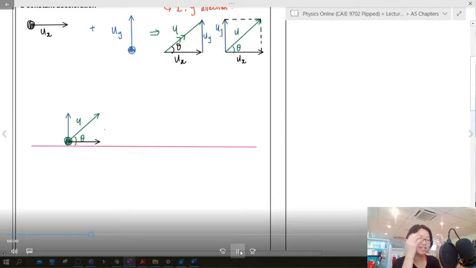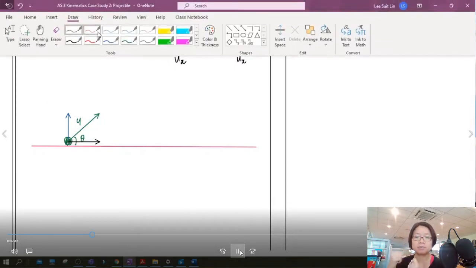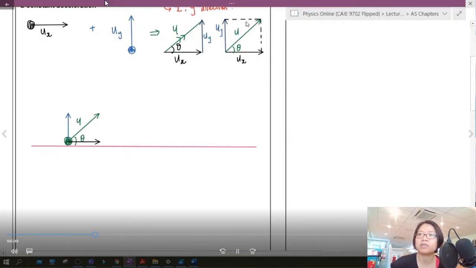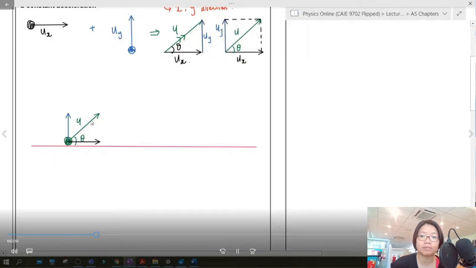Remember in the video just now mentioned by Miss Ellie? We're going to split the vector into components so that you have ux and uy, and we are going to assign them. By the way, this diagram is the same diagram. When resolved, the horizontal component will be u cos theta and the vertical component will be u sin theta. Remember, because cos theta is adjacent side over hypotenuse.